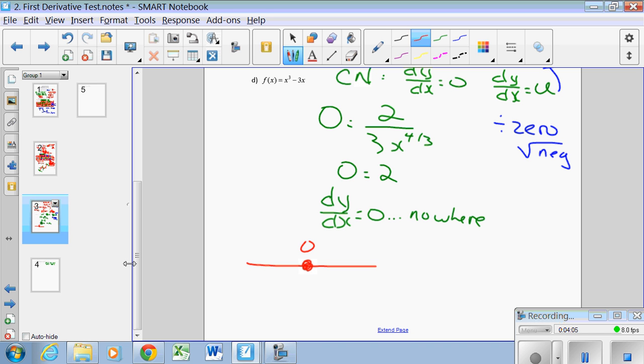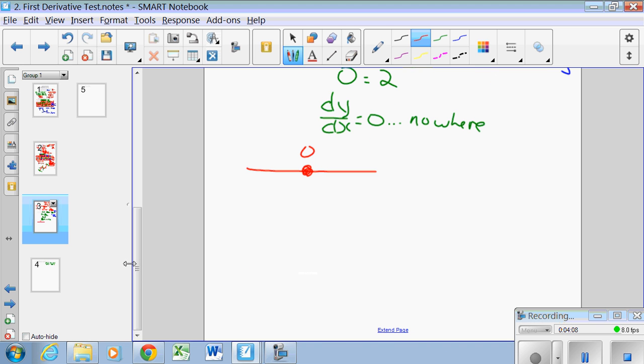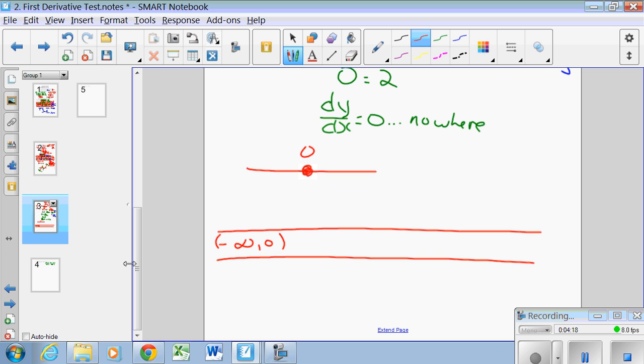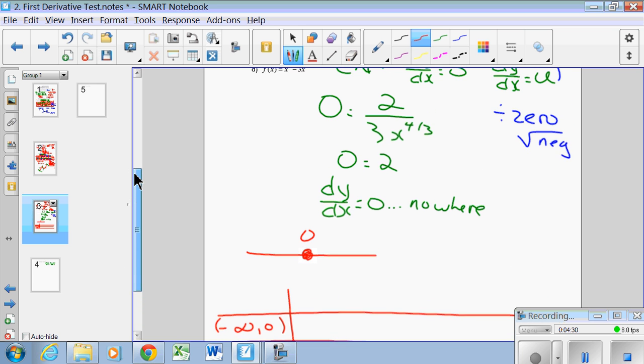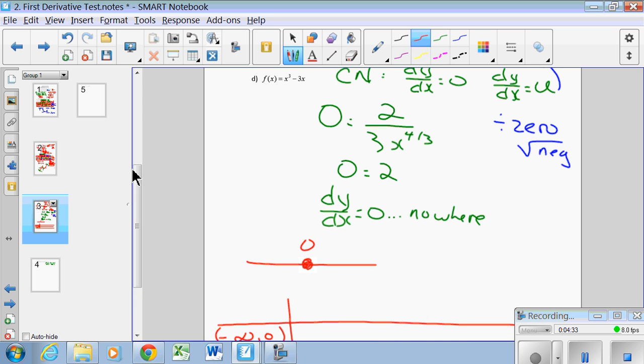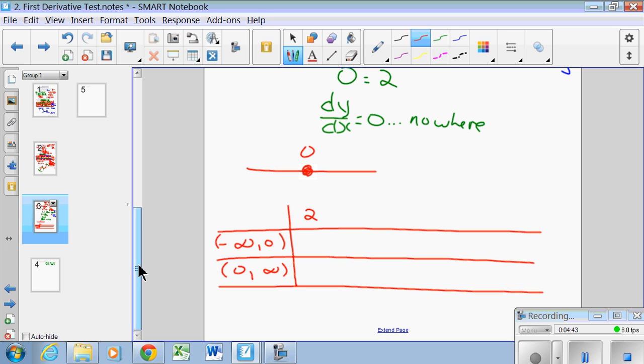I want to do my table, because for me, my table just helps me organize my thoughts. I only have 2 rows: my negative infinity to 0 row, and my 0 to infinity row. That's the only 2 I have, because I have 1 critical number. If I start looking at my derivative, I could put 2 in there. I could put 2/3 in there. That doesn't matter because they're positive numbers. If they were negative numbers, I would have to be more concerned about them. Just because it's the top, I'll put 2 in there. It actually has no impact on the region at all.